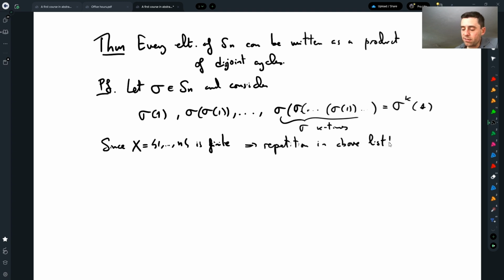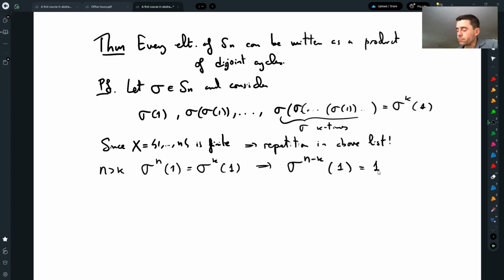And what that tells me is that there is some n bigger than k such that the nth iteration of where 1 goes is the same as the kth iteration of where 1 goes. And since this is a group, I can actually multiply both sides by the inverse of sigma to the k. So that is sigma to the n minus k of 1 is 1. And I'm going to call this number n minus k, I'm going to call it k1.